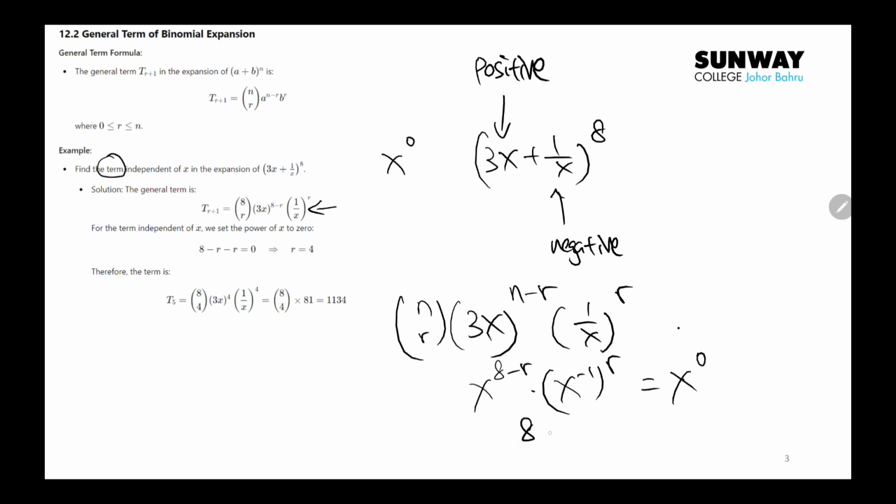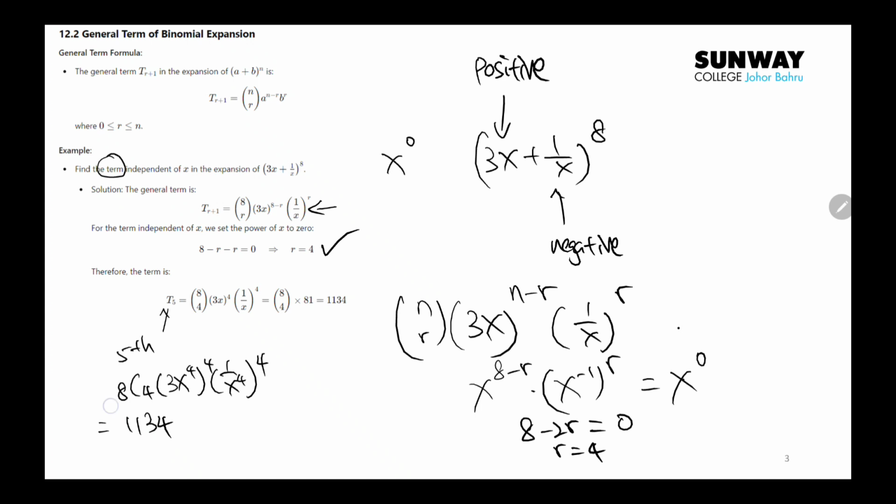So basically you're talking about 8 minus 2r equals 0, or r equals 4, as you can see over here. When r equals 4, if you substitute it, it is the fifth term, and according to the formula, it is 8C4, 3x to the power of 4, 1 over x to the power of 4. So making the necessary expansions, you will then get 1134. So this is the coefficient when the independent term happens.